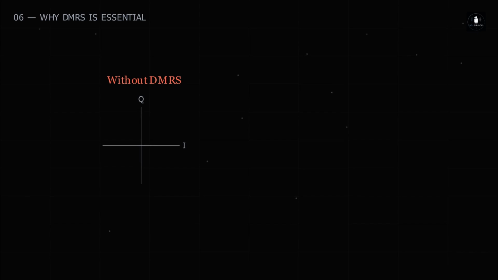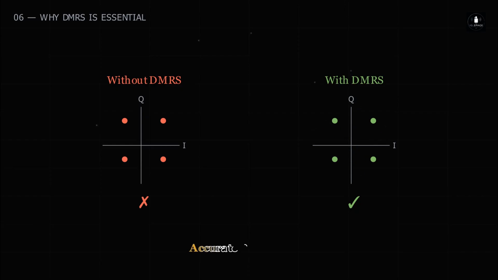Without DMRS, the receiver does not know how the wireless channel has distorted the transmitted symbols. By using DMRS, the receiver estimates the channel, equalizes the received symbols, and recovers the original constellation before decoding. This is why DMRS is essential for every PDSCH transmission.